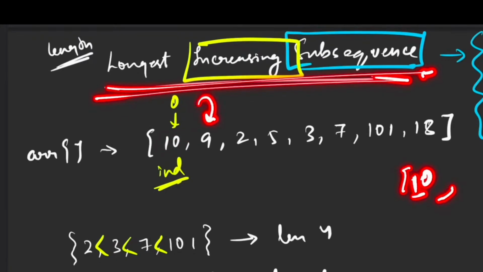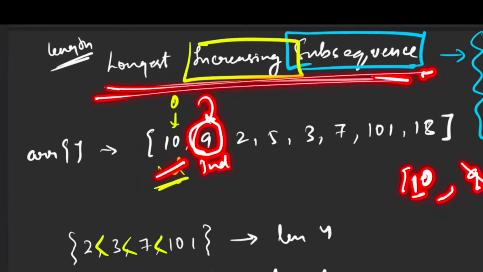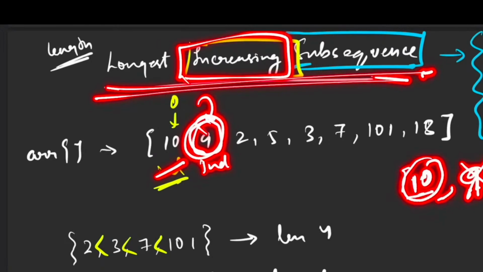Now you move to 9, so the index moves to 9. Can 9 be the part of the same subsequence? And the answer to that is no. Why? Because your brain says, hey Striver, we previously took 10. We're looking for increasing. So we cannot have 9 as the part of this particular subsequence. Let's repeat. We previously took 10, so we cannot take 9 at the current index.